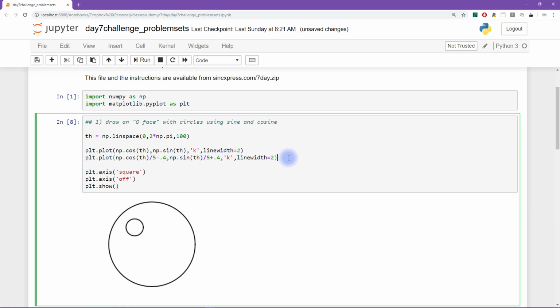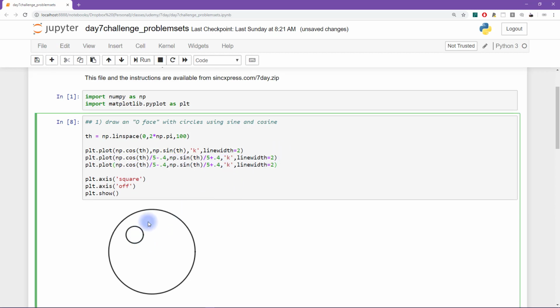And now the right eye is essentially the same. The y-axis offset is the same. The x-axis offset is now going to be plus 0.4. And I'm going to make this a thick red line, because maybe this guy got into a fight, he got punched in the eye. All right, so now we have the 2 eyes. Now we need a mouth.